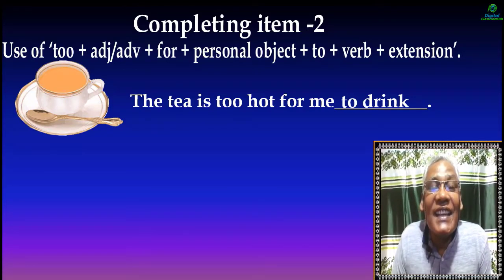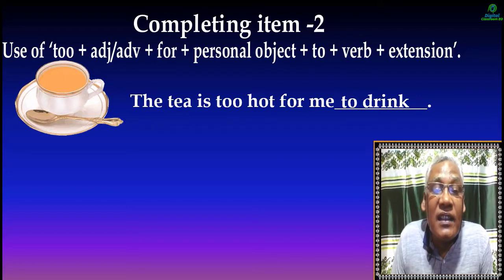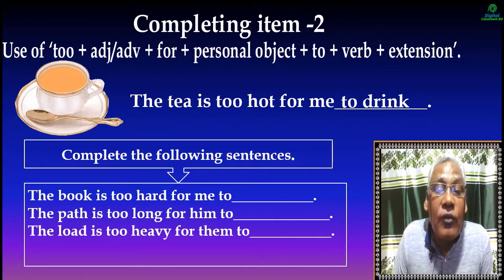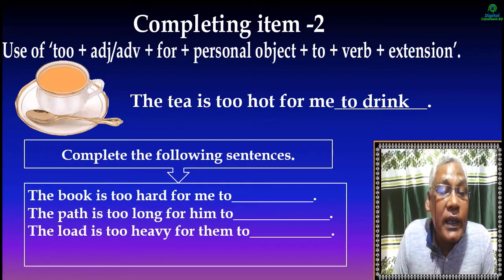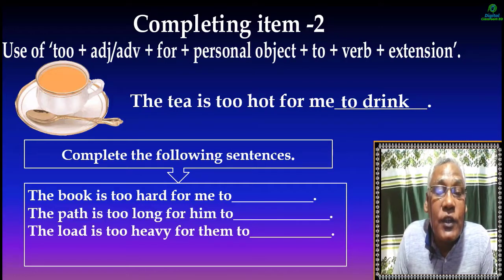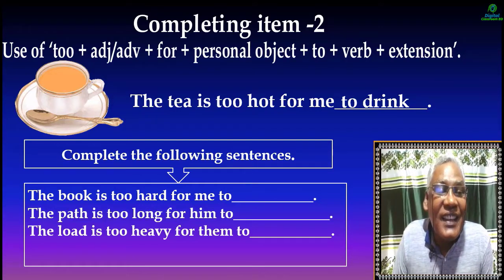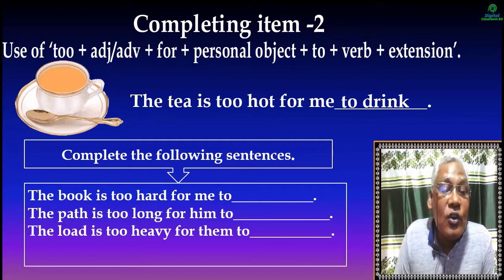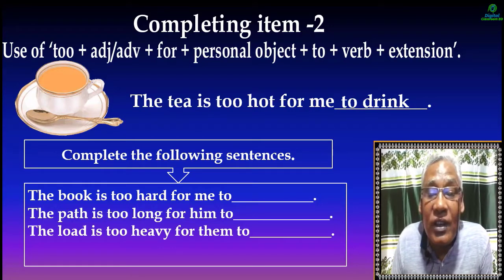Yes? Okay, it's too easy. It's very easy, I think. The tea is too hot for me to drink. Now, you have to complete the following sentences. The book is too hard for me to dot dot dot. The path is too long for him to dot dot dot. And the load is too heavy for them to dot dot dot.